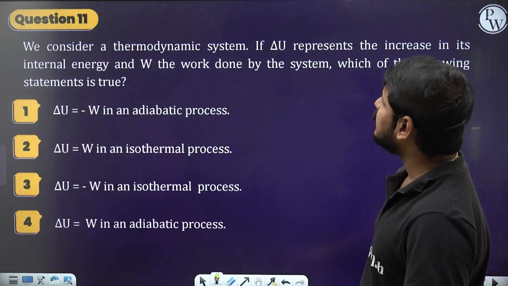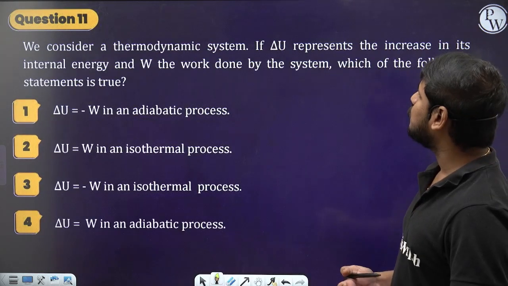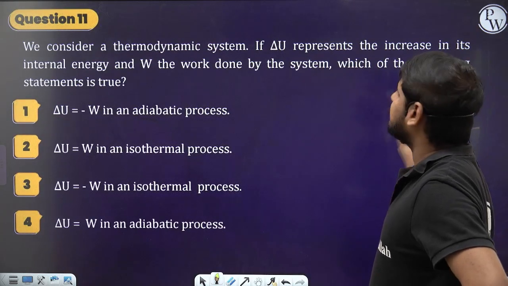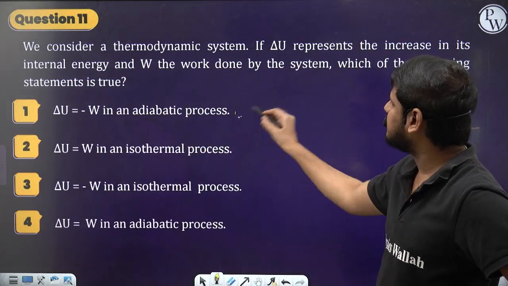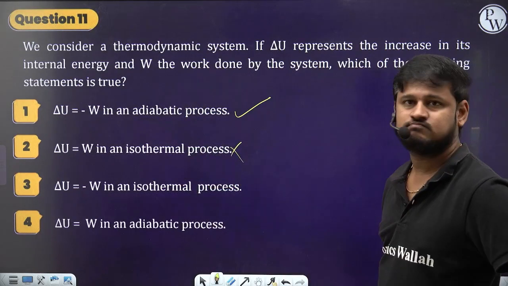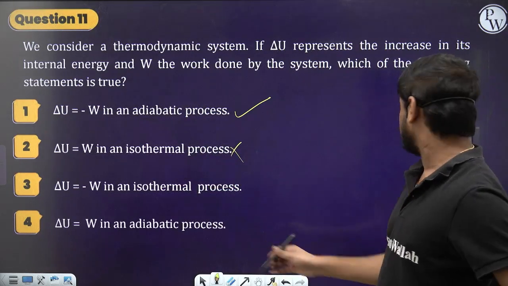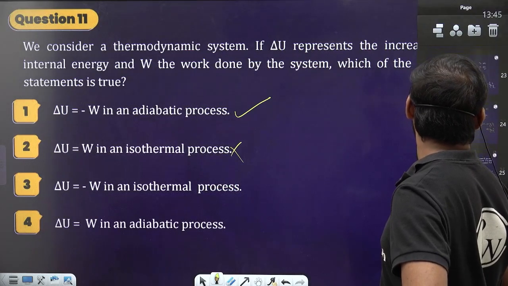So we consider a thermodynamic system. Delta U represents an increase in its internal energy, and W is the work done by the system. Which of the following statements is true? Delta U is equal to minus W in the adiabatic process. Yes. Delta U is equal to W in isothermal. No. If you see the isothermal, delta U is not equal to W, right?